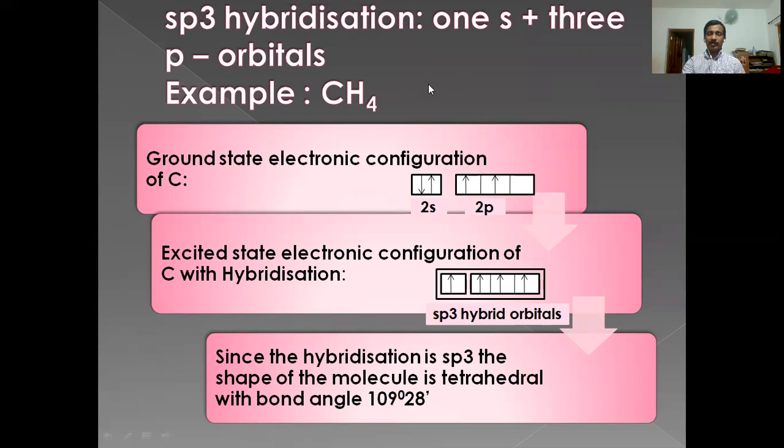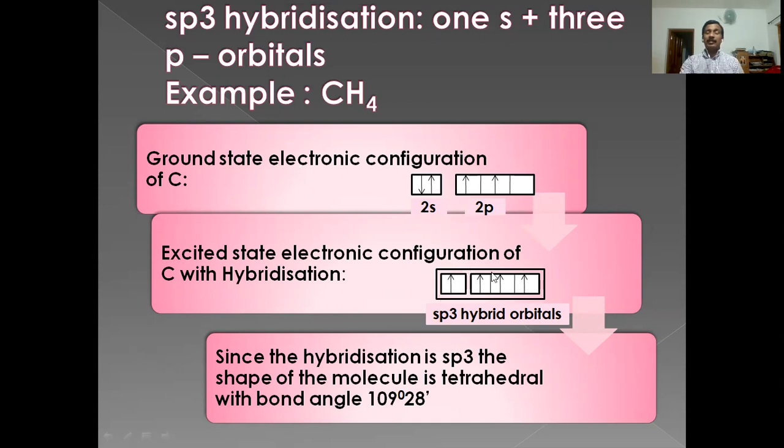An example is CH4. To understand hybridization in CH4, you have to write the ground state electronic configuration of carbon. What is the electronic configuration of carbon? 1s2, 2s2, 2p2. So the valence shell is 2s2, 2p2. The 2s electrons are paired and the 2p has two unpaired electrons. There are three orbitals in 2p. At the time of bonding, it will go to an excited state and hybridization will also take place.